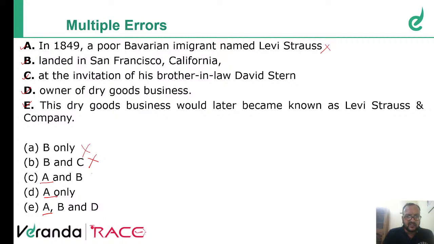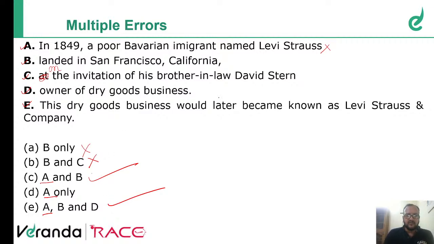Landed in San Francisco, California. So B is also correct, so A and B is 100% an answer. Then, at the invitation of his brother-in-law David Stern. It should be on the invitation of, so C cannot be an answer. Owner of dry goods business. So D is correct. So A, B and D will be the answer.